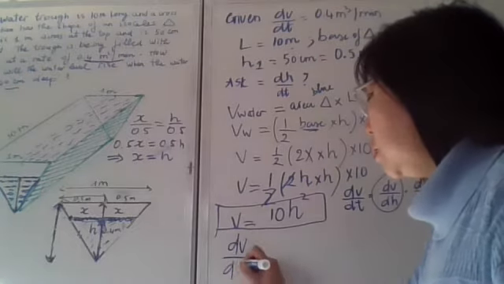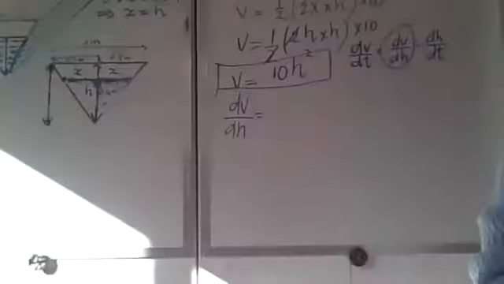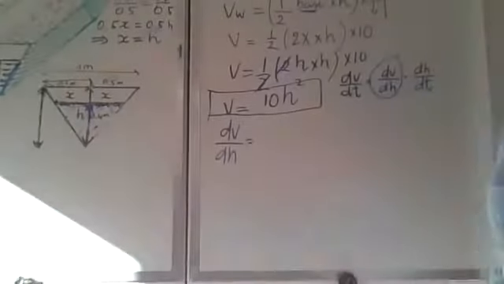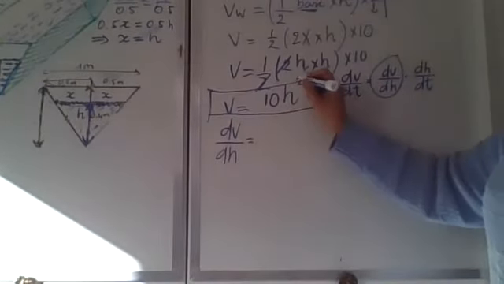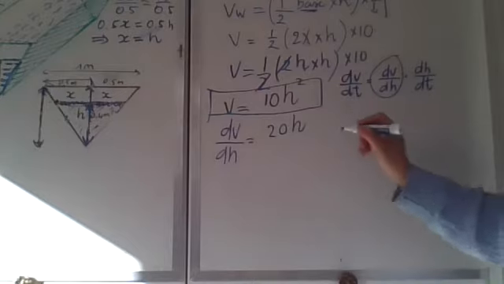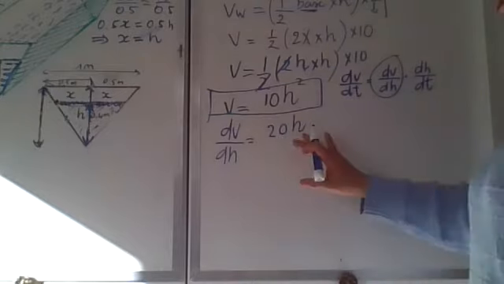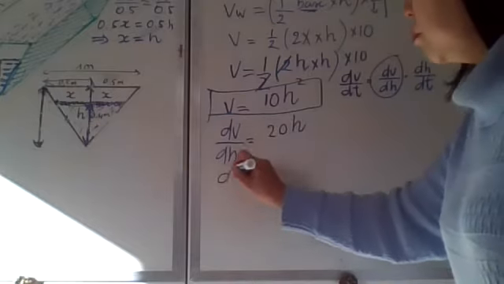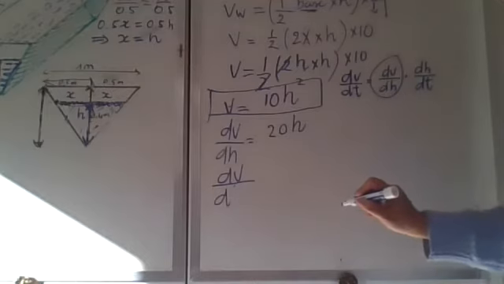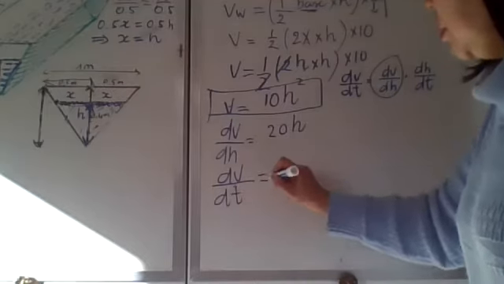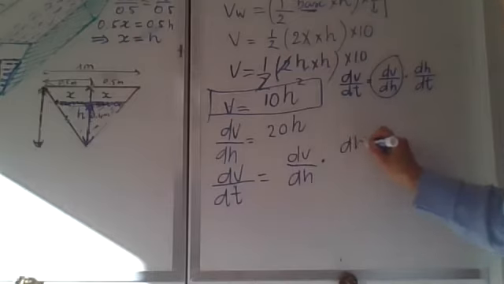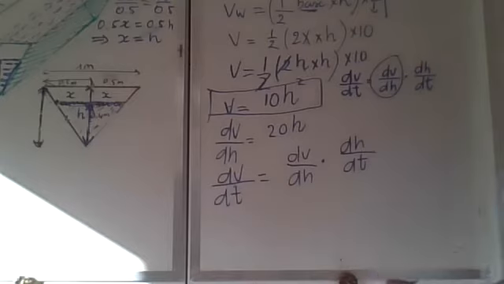So dV over dh equals 2 times 10 is 20, 20h. So now we know dV over dh. So let's substitute anything we know into this equation. So we have dV over dt equals dV over dh times dh over dt. Now let's substitute any value we know in here.